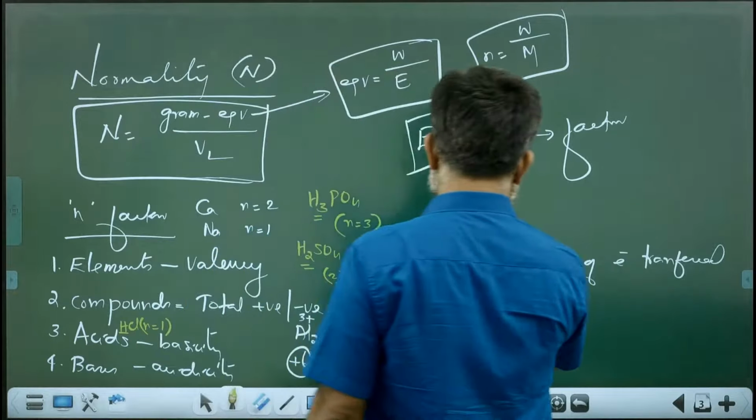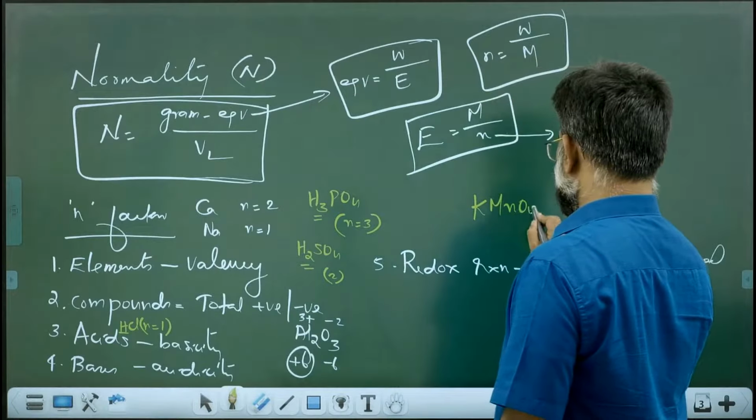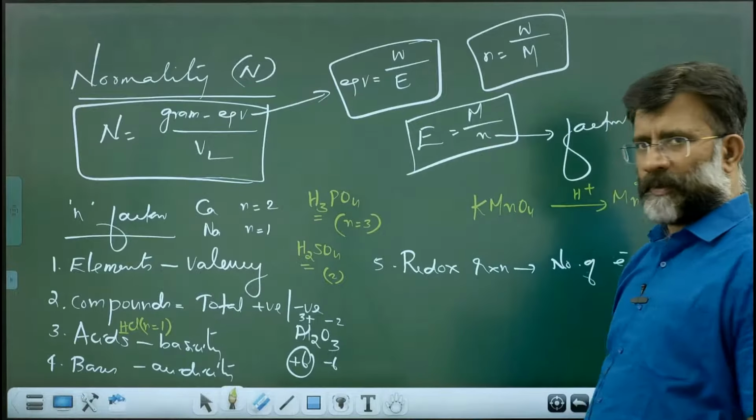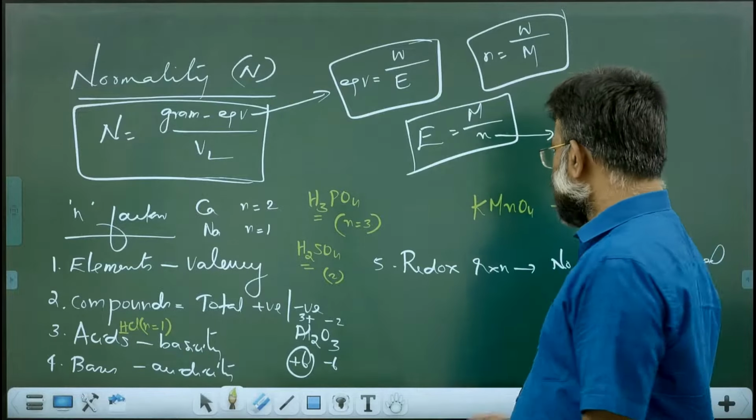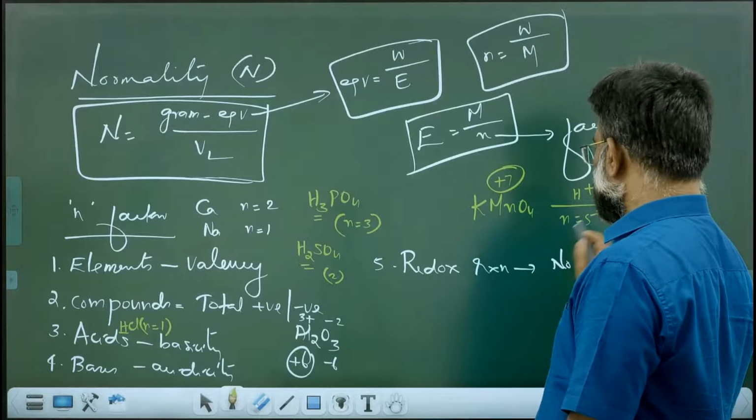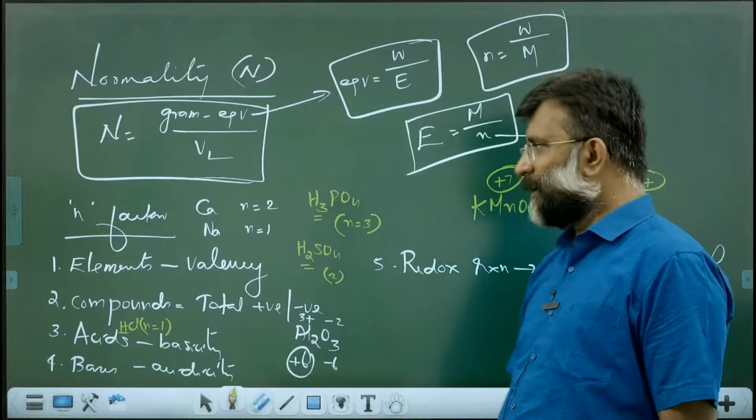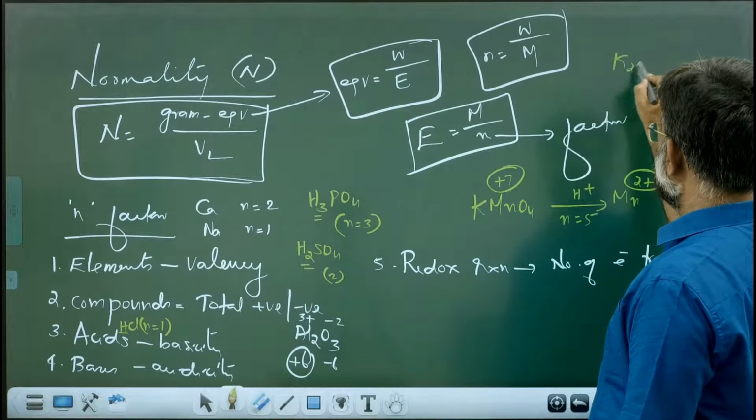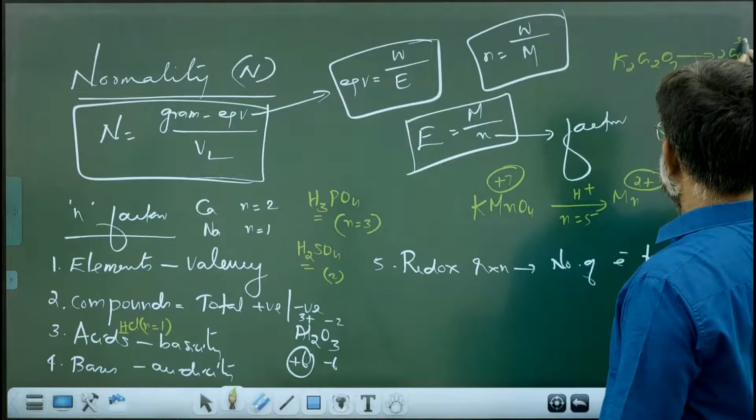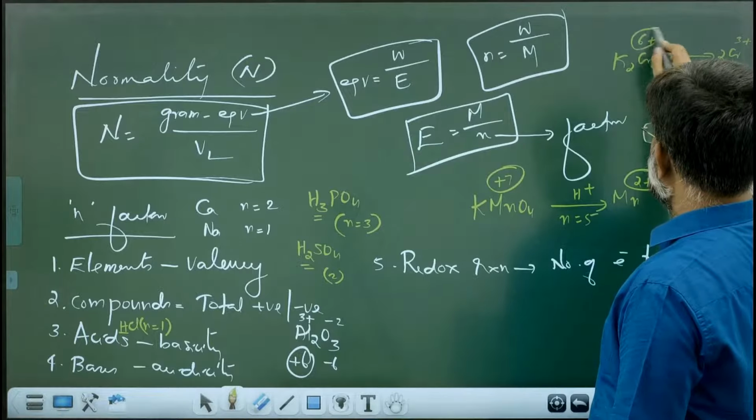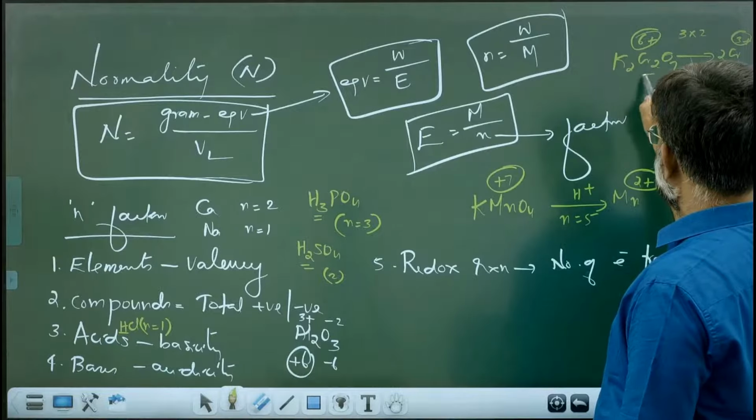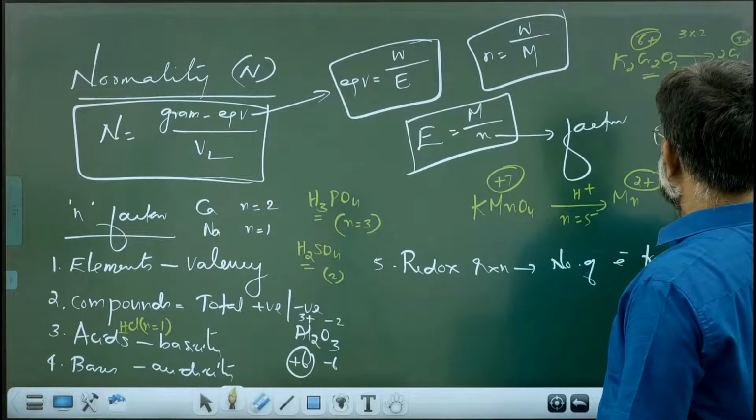For example, if you are dealing with KMnO4 taken in acid medium, where it is converted to Mn2 plus, what is N factor? All of you know, it is plus 7 manganese changes to plus 2, N factor equal to 5. Potassium dichromate, K2Cr2O7 converted to 2Cr3 plus in acid medium. It is 6 plus converted to 3 plus. N factor is 3 into 2 because there are 2 chromium. N factor equal to 6.